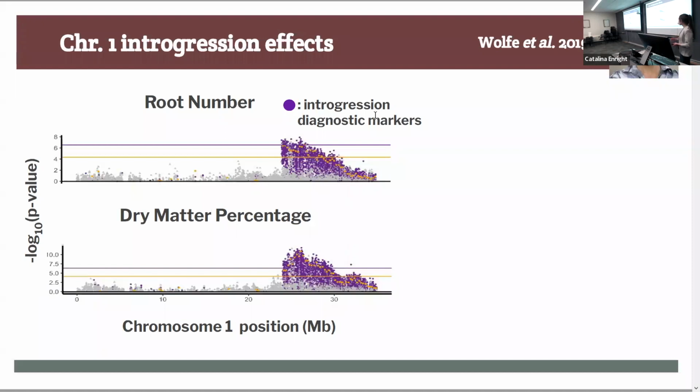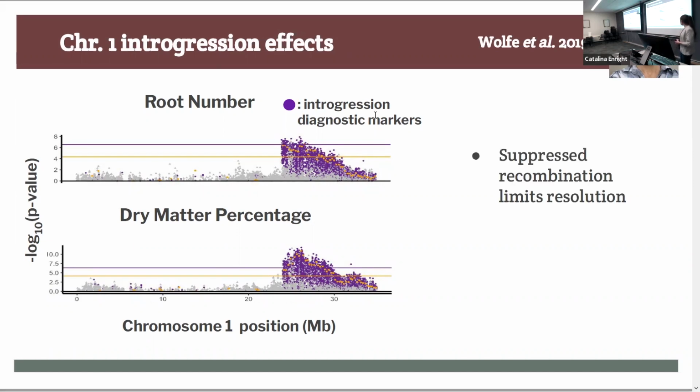And so previous work in our lab by Martin and Wolf et al. looked at how the chromosome 1 introgression affects root number and dry matter percentage, which affects yield as well as the textural properties of cassava roots. And so what's interesting is that the chromosome 1 introgression doesn't seem to be affecting variability for disease resistance, but it does impact these important yield traits.